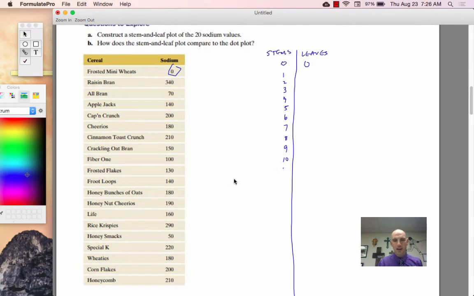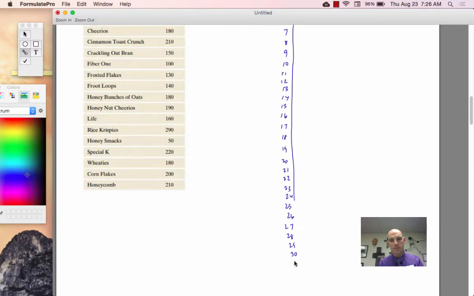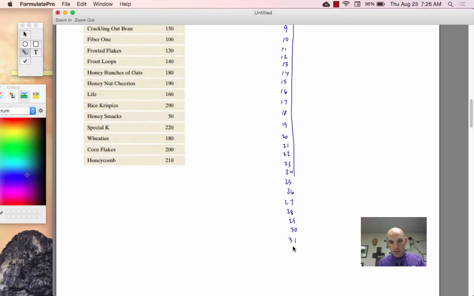And so, but I've got to keep going because I notice I also have this 340 here, and I think that might be the largest value. It is. So I've got to go all the way down here. So 11, 12, 13, 14, 15, 16, 17, 18, 19, 20, 21, 22, 23, 24, 25, 26, 27, 28, 29, 30. Wow. There's a long list. 31, 32, 33, 34.